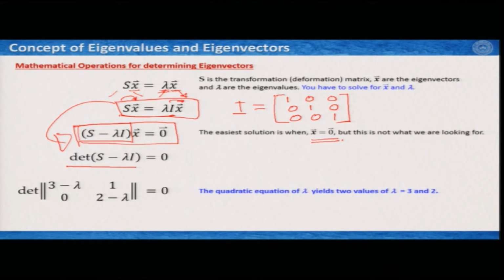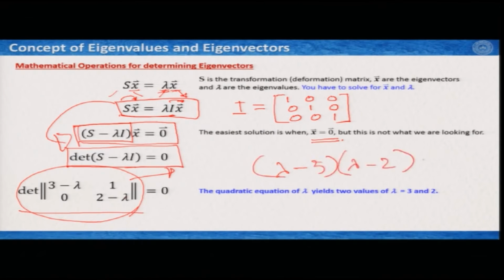Now if we rewrite or expand this equation with our transformation matrix, which was 3 0 1 2, then we can write the equation: determinant of 3 minus lambda, 1, 0, 2 minus lambda should be 0. Now if we calculate the determinant of this matrix, it would yield a quadratic polynomial. So you actually get the equation lambda minus 3 multiplied by lambda minus 2 equal to 0. This is easier because it is 0. So you get two real values, lambda equal to 3, lambda equal to 2.